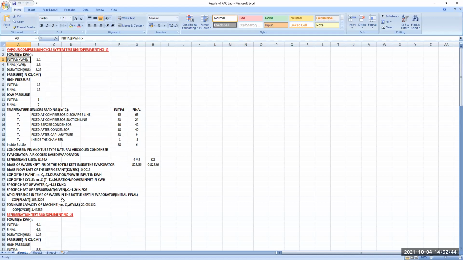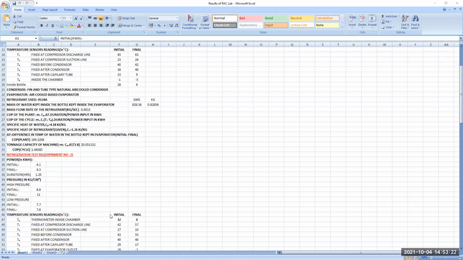At different times, at different temperatures of the water in the bottle kept in the evaporator, delta T, which is the difference between final and initial temperature, is given as 163.23 degrees centigrade. The final capacity will be around a COP of the cycle of 1.44, and the final tonnage capacity will be around 20 tons, like 20.05 kg per second.